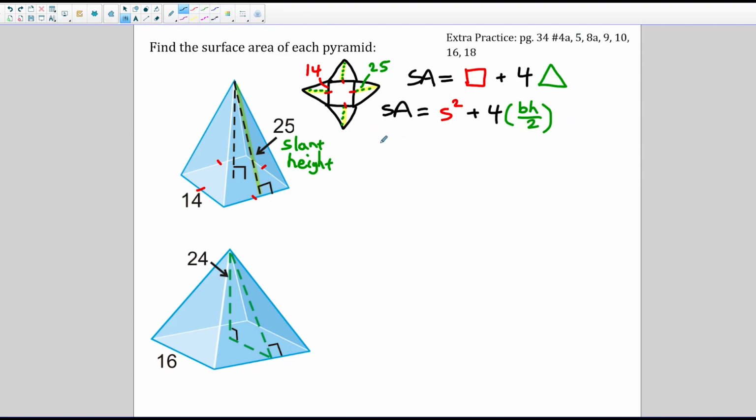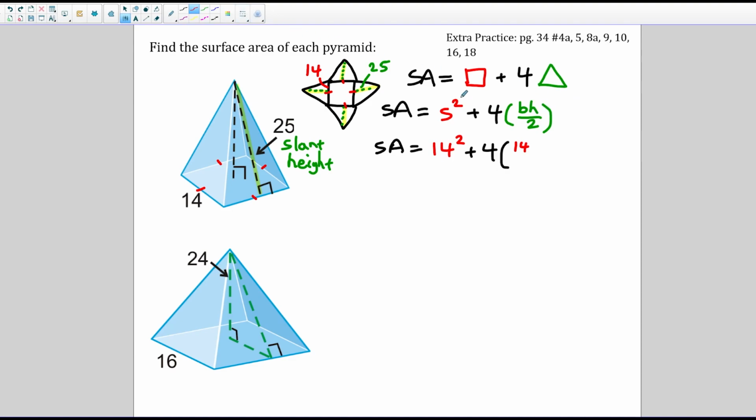So I'm going to fill in everything that I know once I get to this point. So my side squared is really just 14 squared. And I'm going to go ahead and add 4 of these triangles. Now the thing to keep in mind here is that this base is actually the bottom side of each triangle. And we know that the bottom side of each triangle is actually the 14. So I'm going to go ahead and do the 14 in red.